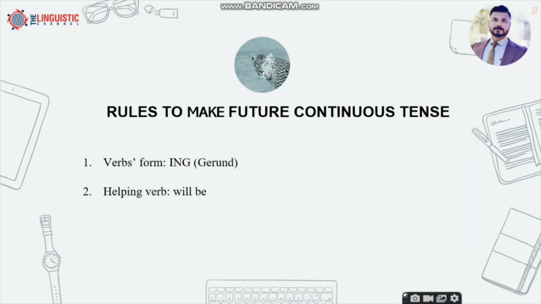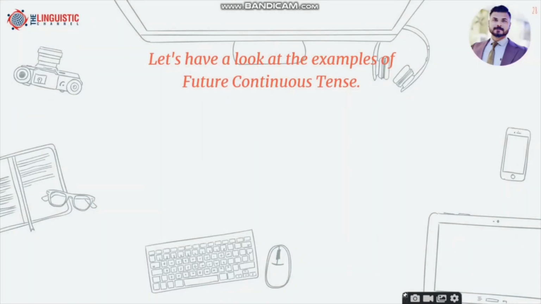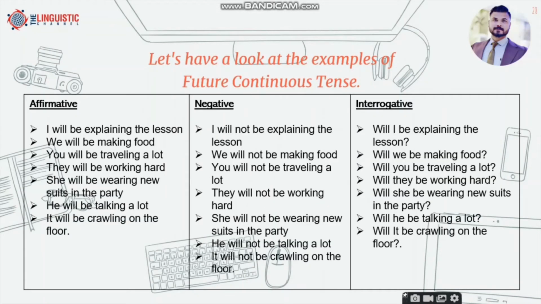So the verbs form is ing form gerund. We all know it. क्योंकि हम तमाम कंडीशंस के साथ gerund ही लगाते हैं. The helping verb is really easy. It's will be. तो आपको इसमें सबसे ज़्यादा आसानी ये है will वाले में future sentences में कि आपके पास simple एक helping verb होता है. Next, let's have a look at some examples. Okay, so your sentence is I will be explaining the lesson.